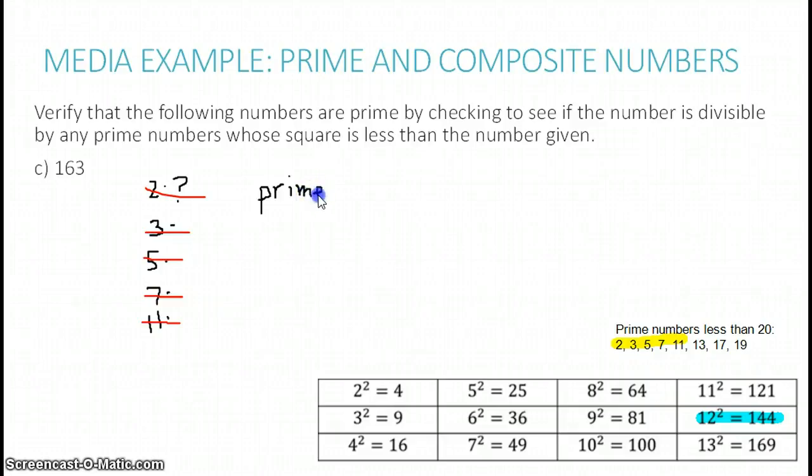Okay. So that is our method for determining whether a number is prime. You look at the number, you find the square that's just less than the number, the two squares it lies between. You look at what that number is squared and you check all the prime numbers less than that number.